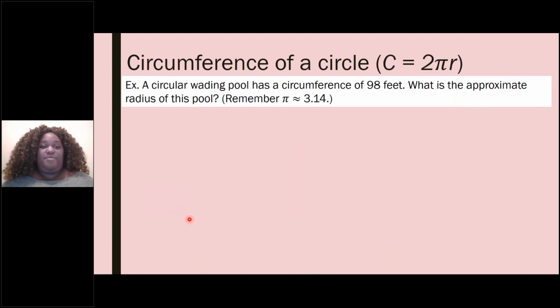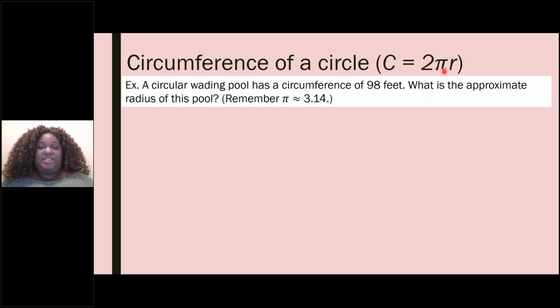So just using another formula, circumference of a circle, which is C, the circumference, equals 2 pi r. So 2 times pi times r, which in this case is radius, okay? So here's our example. A circular wading pool has a circumference of 98 feet. So all the way around is 98 feet. They want to know what is the approximate radius of this pool. And also, sometimes they'll tell you, like, remember that pi is 3.14.